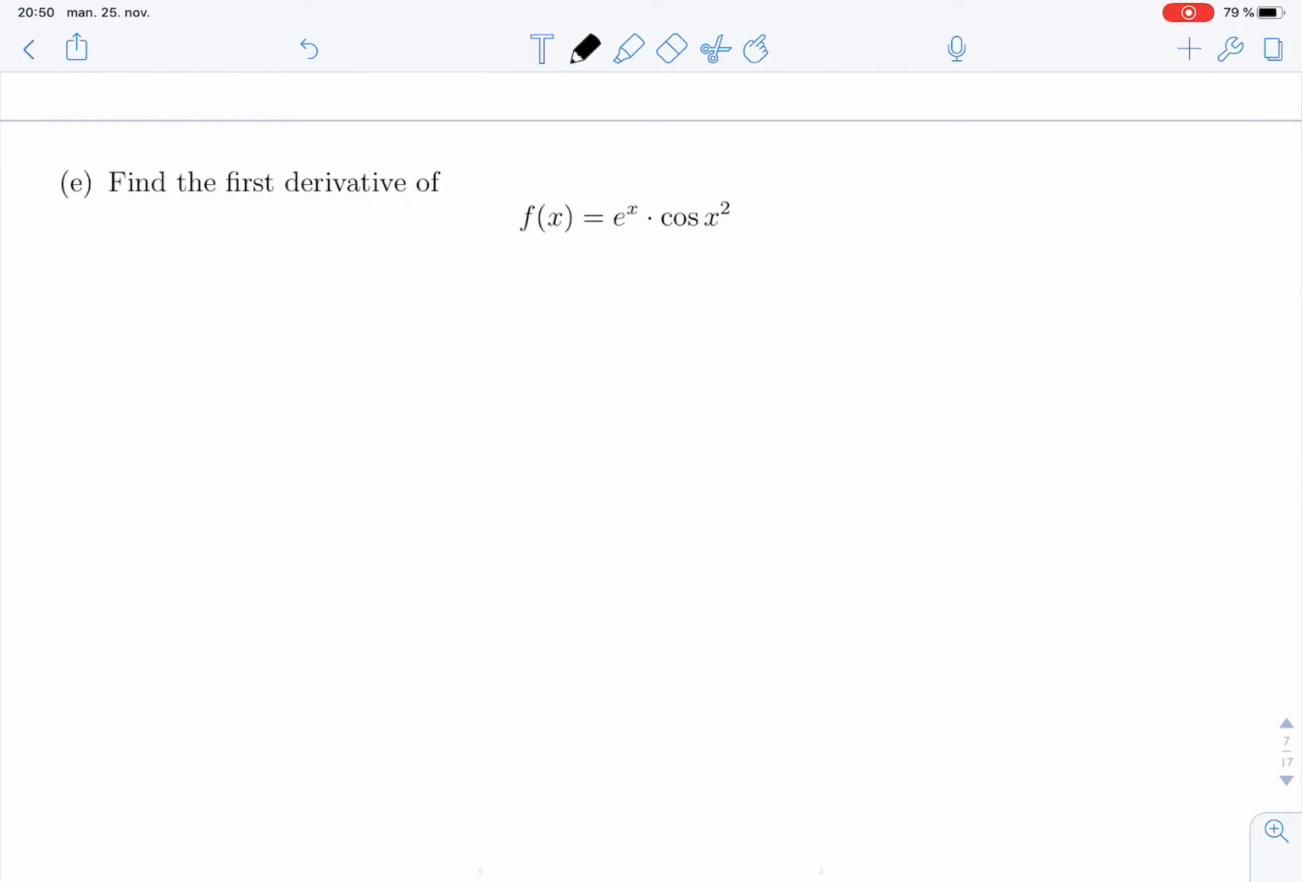Okay, let's take the e. Again, we need to find the first derivative. So what do we have here? We have something with x multiplied with something else with x in it. So this is typically the product rule again.